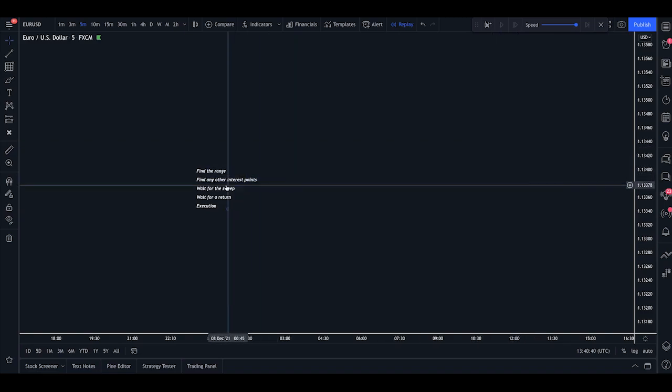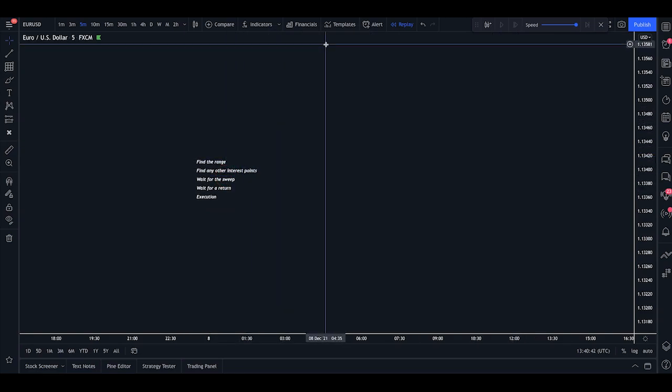So when we come to the Asia liquidity run trading, we have a 5-step system. The first thing we do is find the range. Then we want to find any of the interest points around the range being the Asia session range. After that, we want to wait for a sweep, either to the upside or downside. Then we wait for a return back into the range, and when we have the confirmation, we want to find our execution.